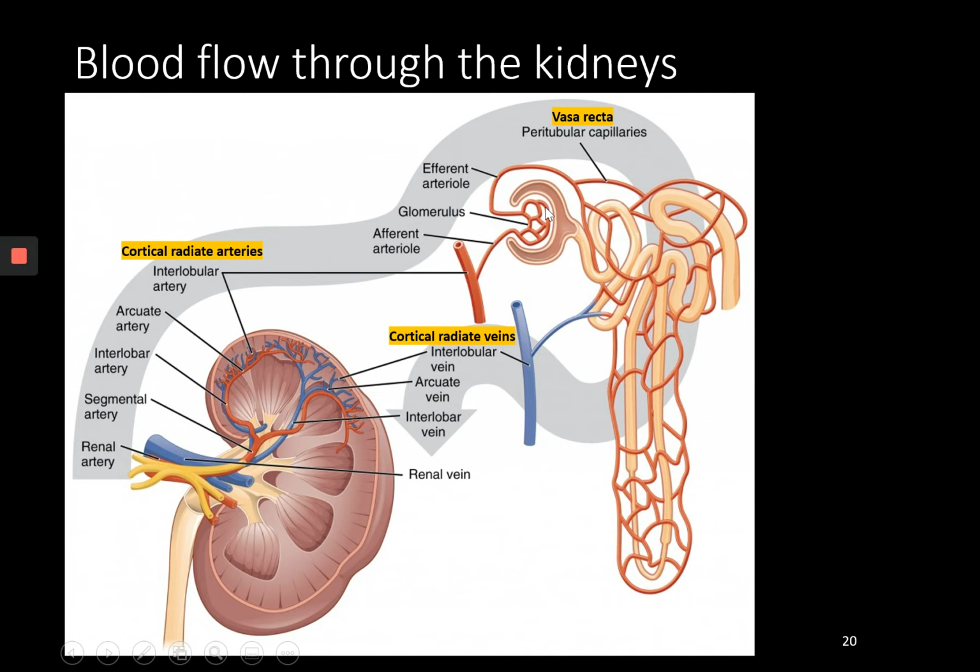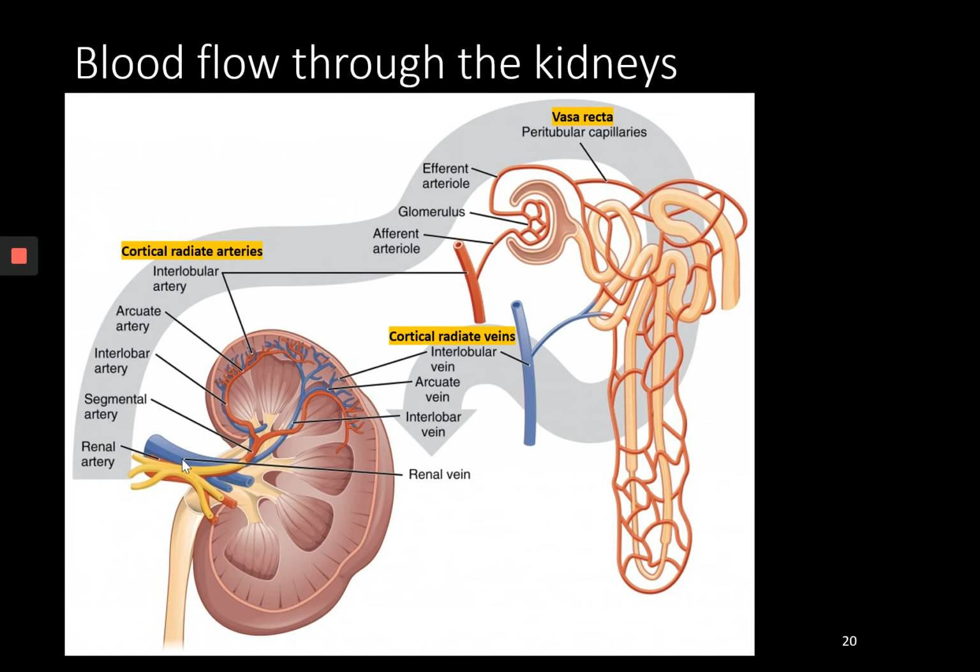From the glomerulus, blood flows into the efferent arteriole. From the efferent arteriole, blood will flow into the peritubular capillaries or vasa recta. And then from the peritubular capillaries or vasa recta, blood will flow into the cortical radiate vein or interlobular vein. From the interlobular vein, blood will flow into the arcuate vein, and then it'll flow into an interlobar vein, which flows into the renal vein. So that is the blood flow through the kidneys.